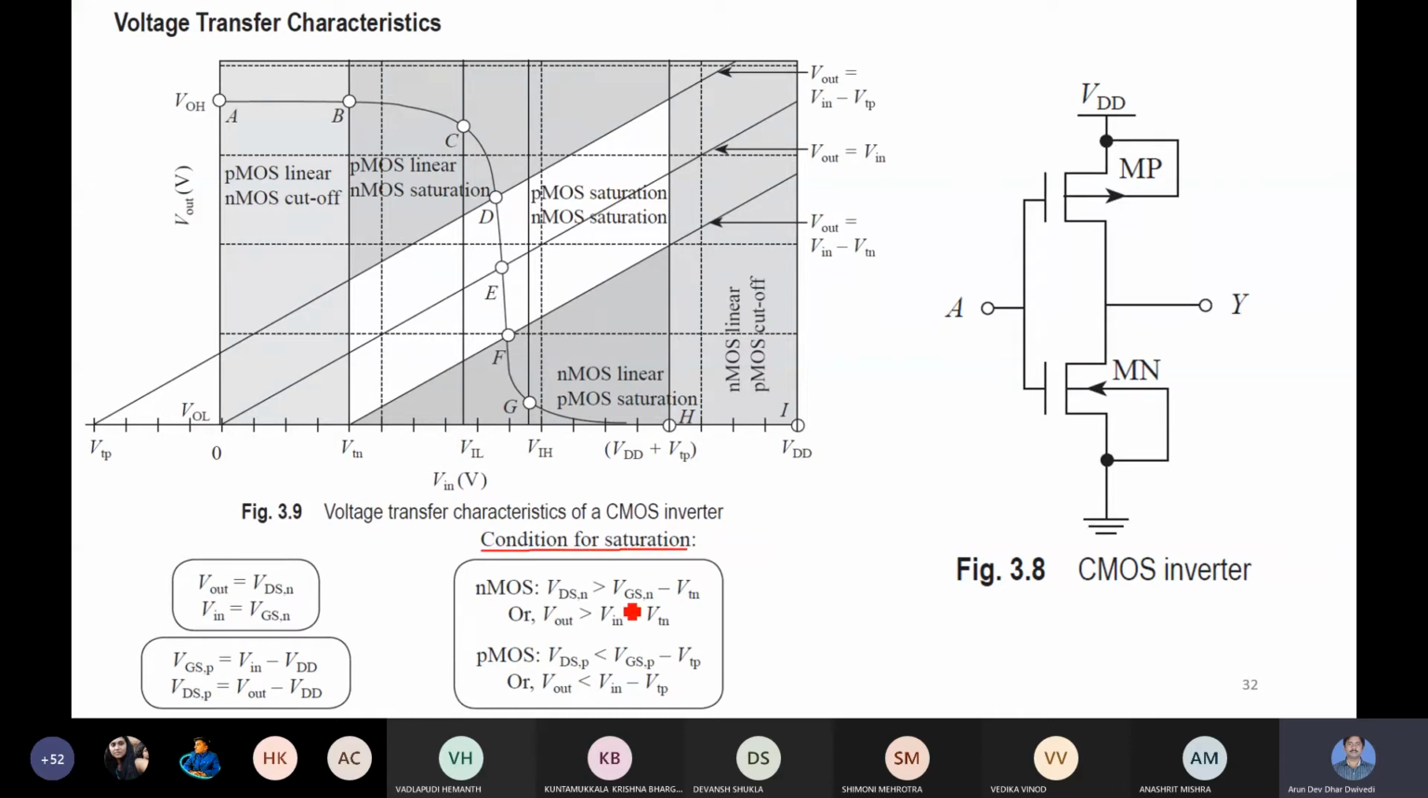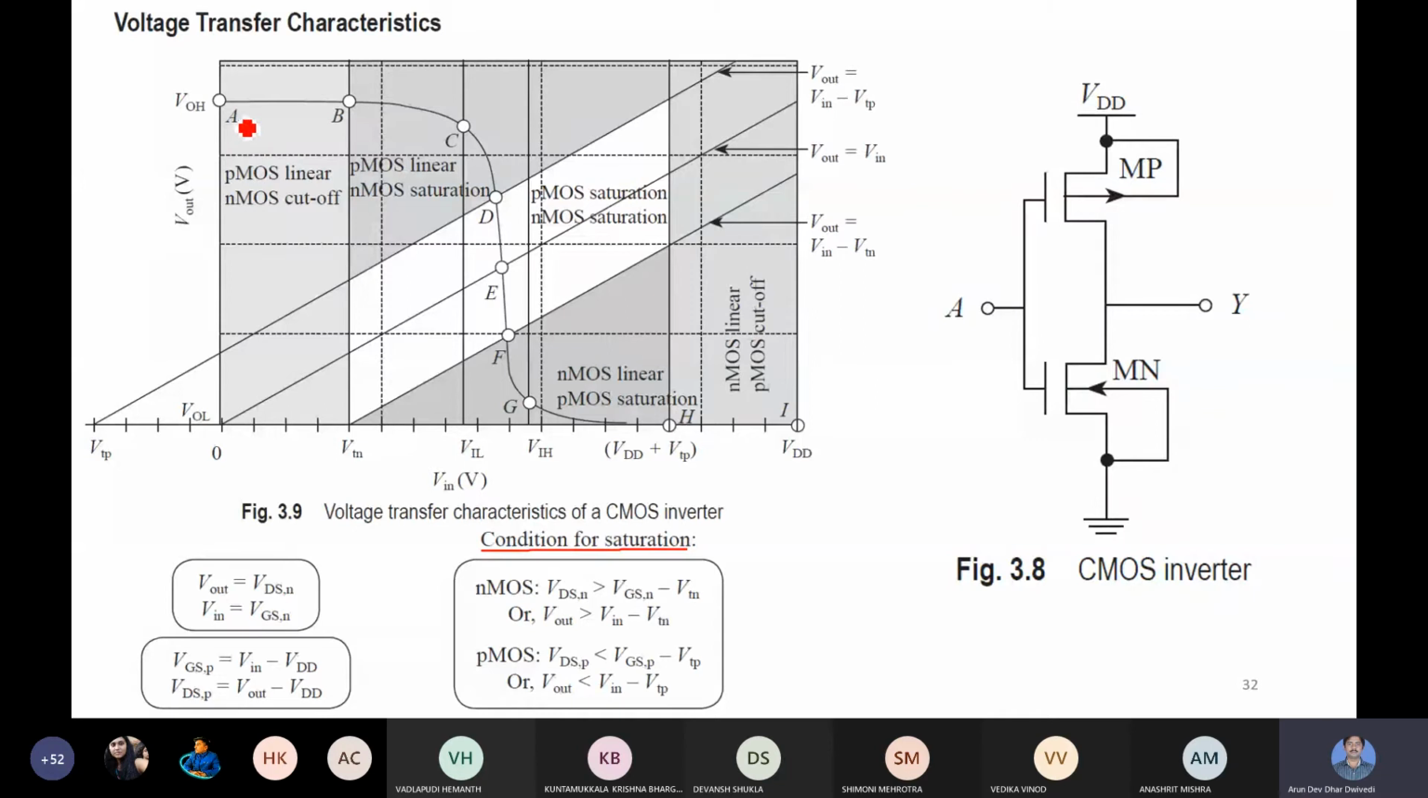Conditions for the saturation region for PMOS and NMOS are given, and this is to understand the relation between output voltage and drain to source voltage of NMOS. Similarly, input voltage and gate to source voltage of NMOS. Similarly, output voltage of the PMOS and its drain to source voltage. Also, input voltage of the PMOS and gate to source voltage. These are defined here. So basically, we can see there are different regions.